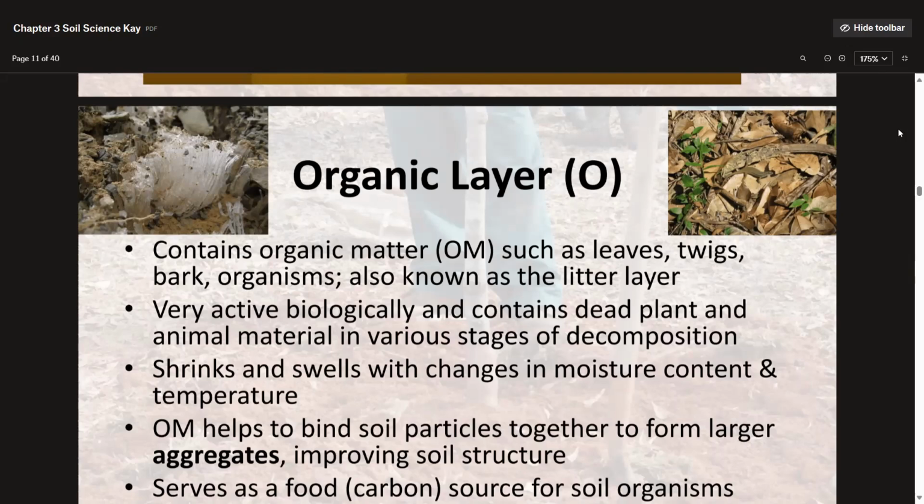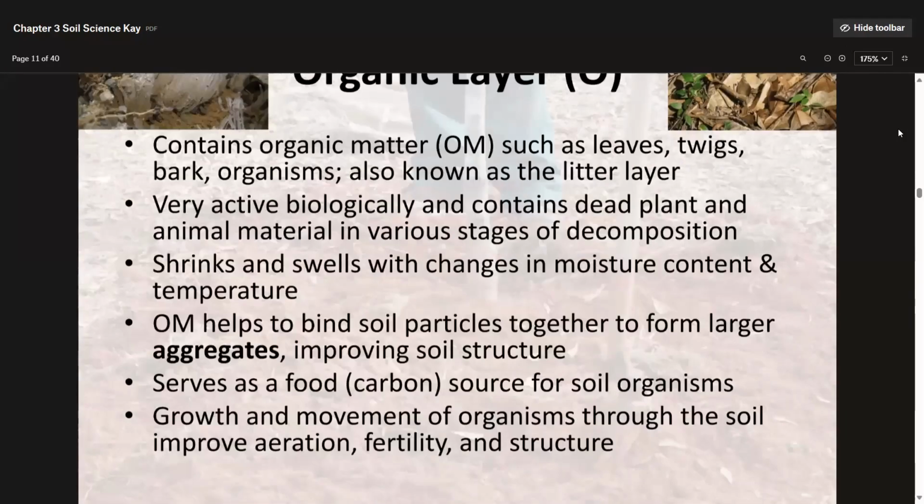That organic matter helps to bind those soil particles together to form larger aggregates. So an aggregate is what? It's a larger soil particle. All right. And it improves soil structure. It serves as a food or carbon source for soil organisms. Growth and movement of organisms through that soil improves the aeration and fertility and structure of the soil itself. Okay?